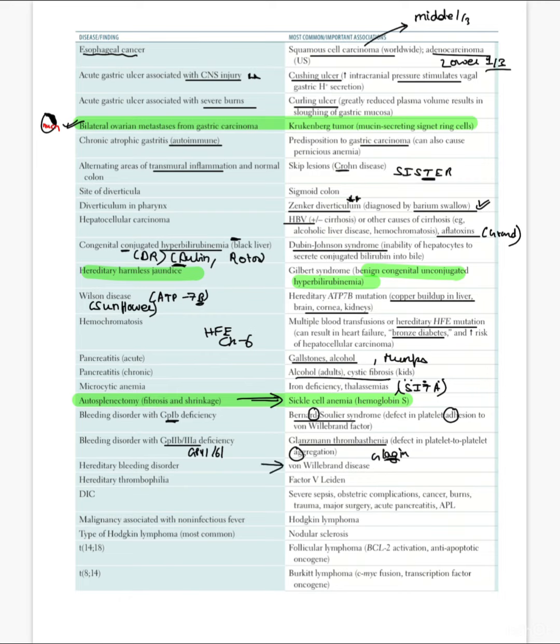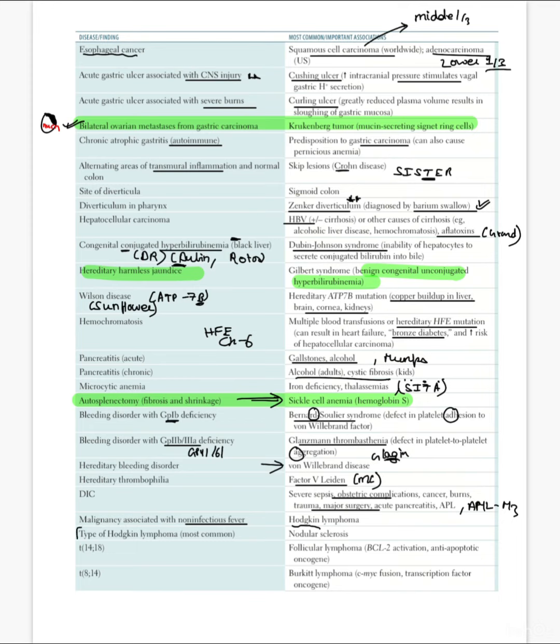Hereditary bleeding disorder, von Willebrand disease, which binds with factor 8. Hereditary thrombophilia, factor 5 mutation, most common like mutation, this is seen. DIC, guys. Okay, disseminated intravascular coagulation, guys, in severe sepsis, trauma, like APML, AML M3, guys. Acute promyelocytic, already discussed now, guys. Trauma, major surgery. Malignancy associated with non-infectious fever, guys, that is your Hodgkin's lymphoma.